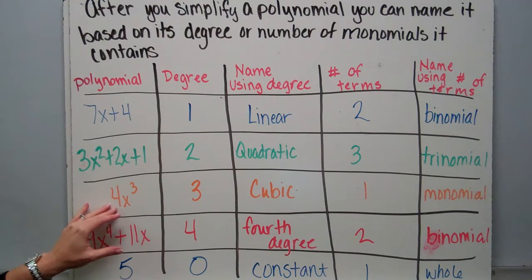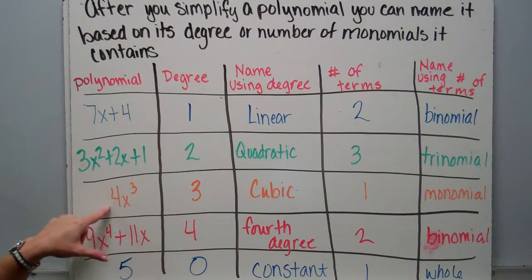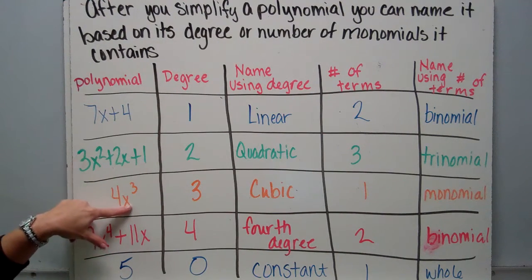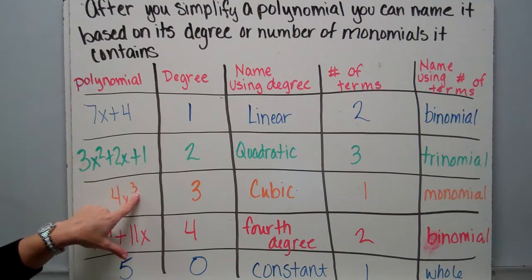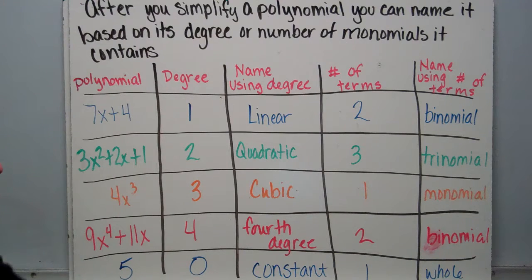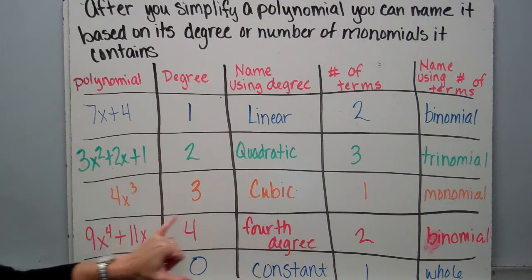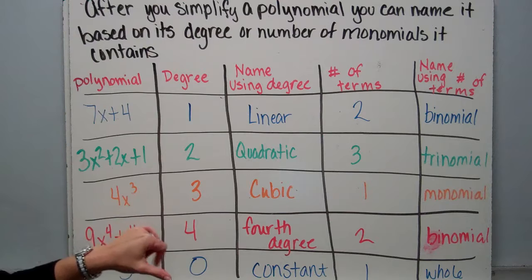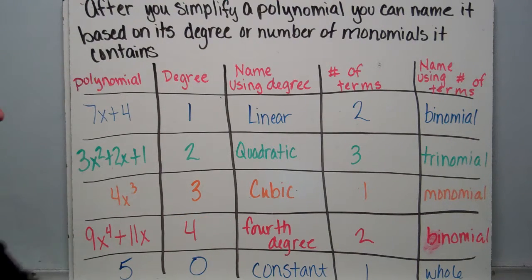Okay, what about this? This polynomial has one term with a degree of 3 because there's a 3 above our variable. It's cubic because of this 3. It has one term, so we call it a monomial.